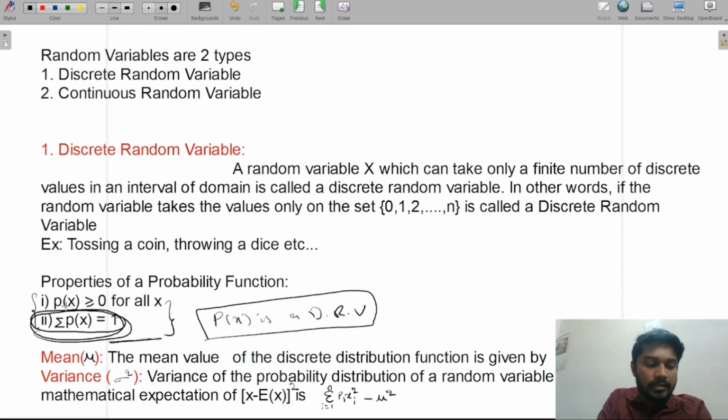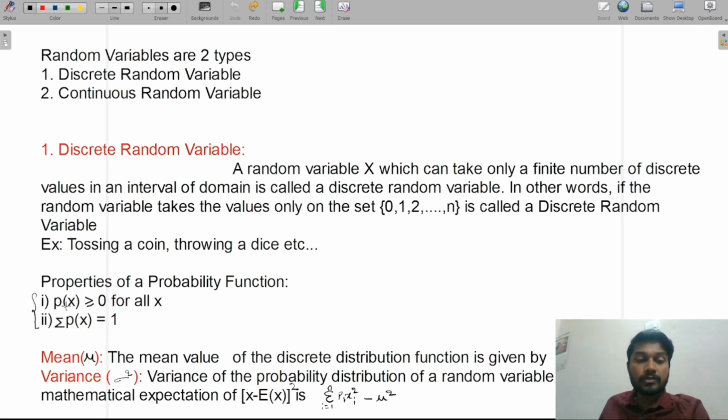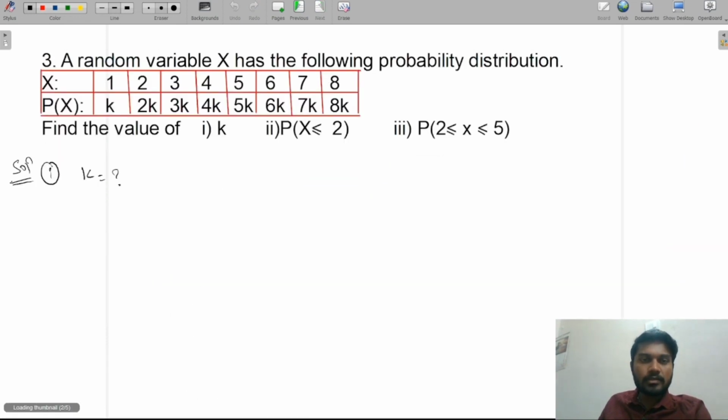Yes or no? So in this question he is saying that p of x is a discrete random variable. So if it is a discrete random variable, it satisfies these two conditions. Yes or no? So now with the help of the second property, I am getting the value of k. Right. So we know that summation i equal to 1 to n of p of x equal to 1. It is nothing but the sum of probability.